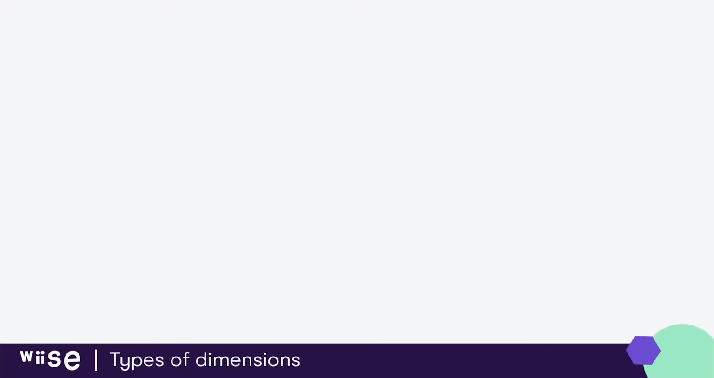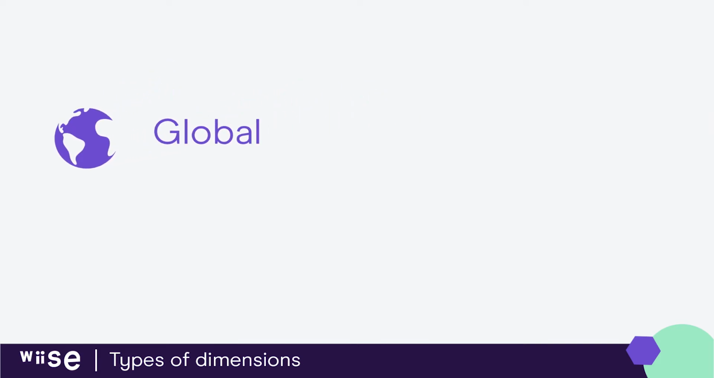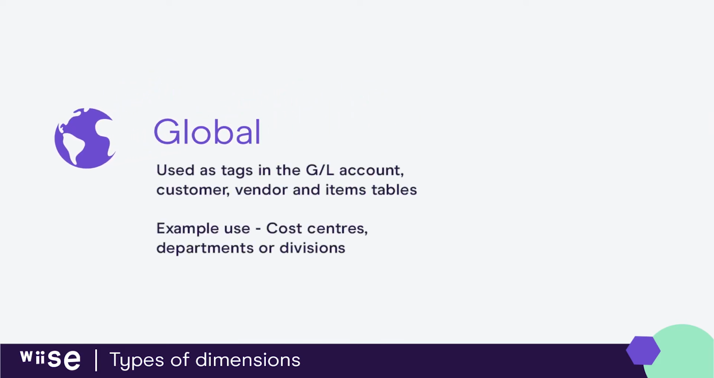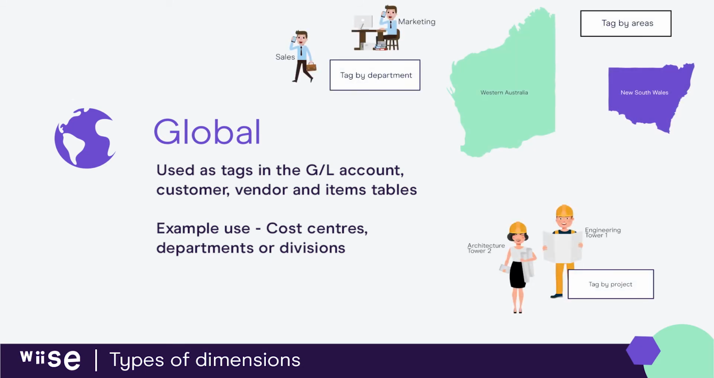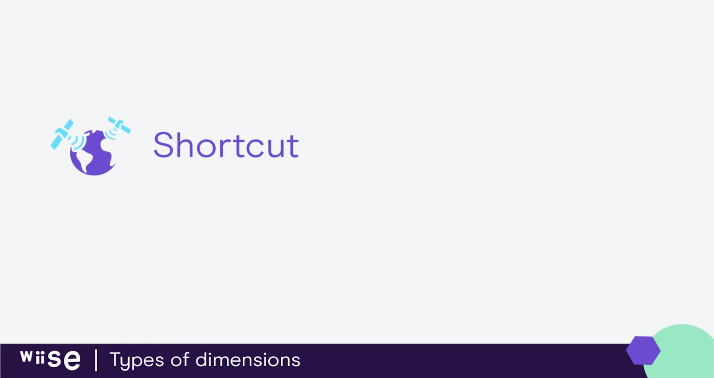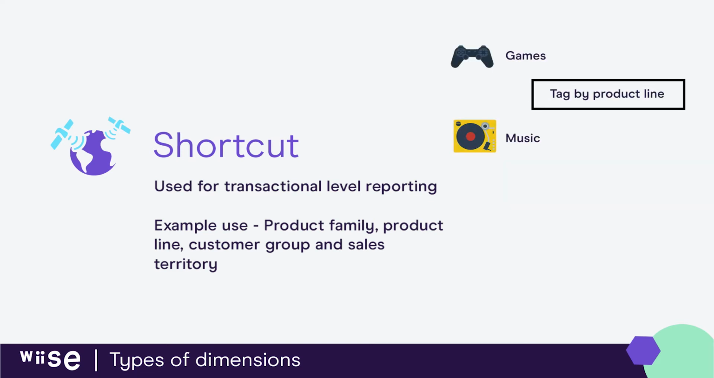There are two types of dimensions: global dimensions and shortcut dimensions. You can choose two global dimensions, which are typically a company's most important and most used because of their availability throughout the program. Global dimensions can be used as tags in the GL account, customer, vendor, and item tables, so they are best used for grouping and hence reporting on business units, for example cost centers, departments, or divisions. While shortcut dimensions are best suited for specific transactional level reporting, such as product family, product line, customer group, and sales territory. Today, you will be introduced to dimensions and dimensional values.